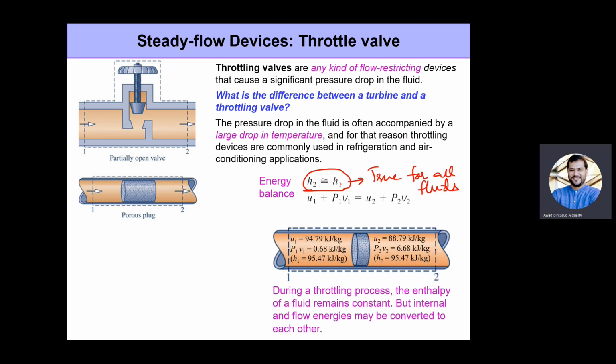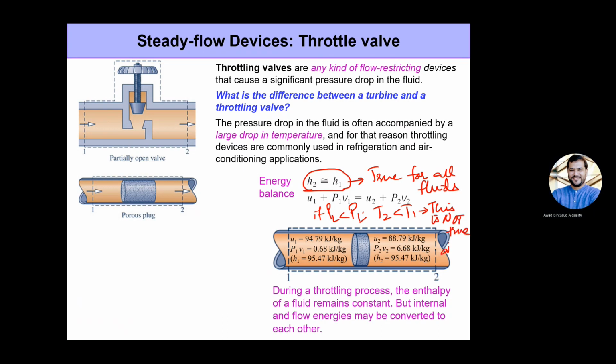when this enthalpy is remaining constant, it does not mean that we can say that T2 is going to be smaller than T1, or that if P2 is smaller than P1, then surely T2 is going to be smaller than T1. We cannot. This is not true always. Okay. So let us look at an example where it is not true.